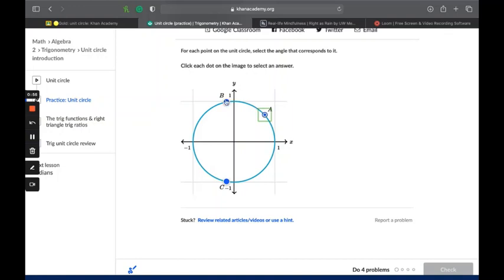Now if we go over here to B, you see it passes the 90 degrees, and it goes a little bit over it. So we would assume it was 100 degrees because it's not too far off from 90 degrees, but it's still above. It's an obtuse angle.